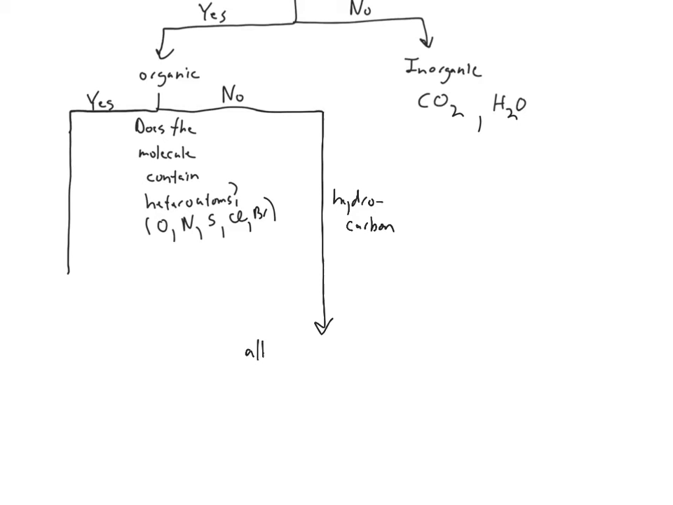And of that, there are four major categories. There are alkanes, alkenes, alkynes, and aromatics. Those four groups. It's going to be one of those four.